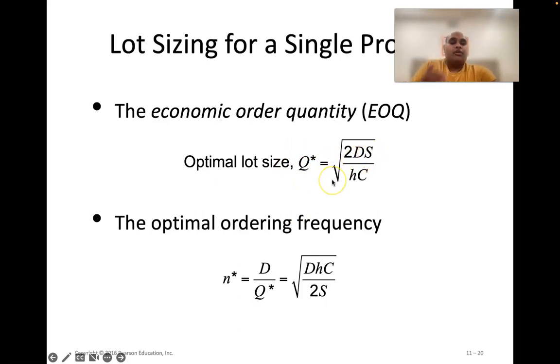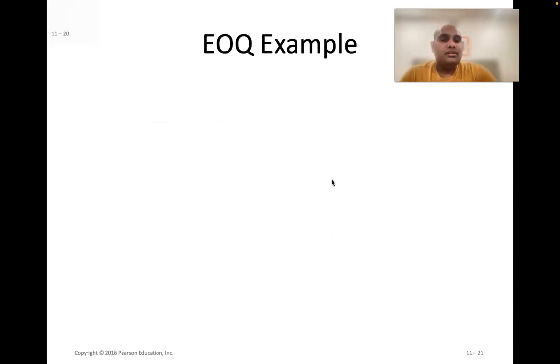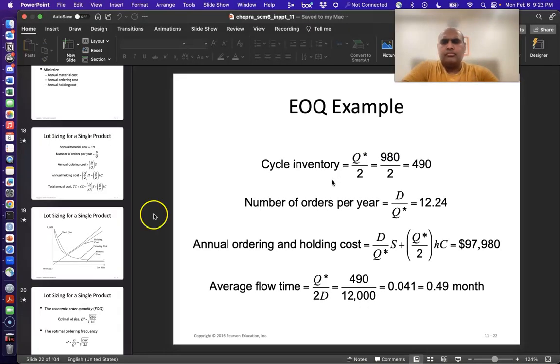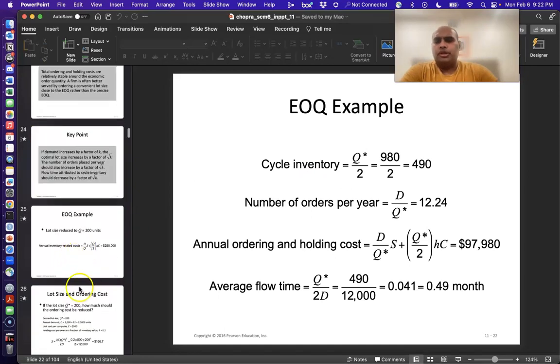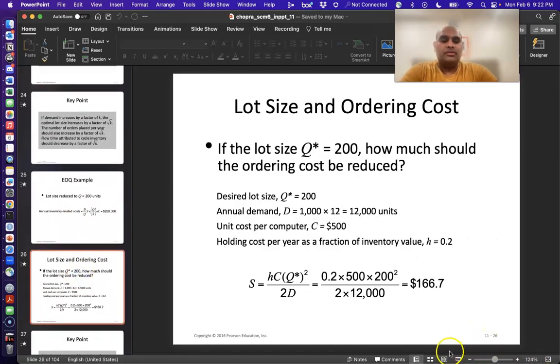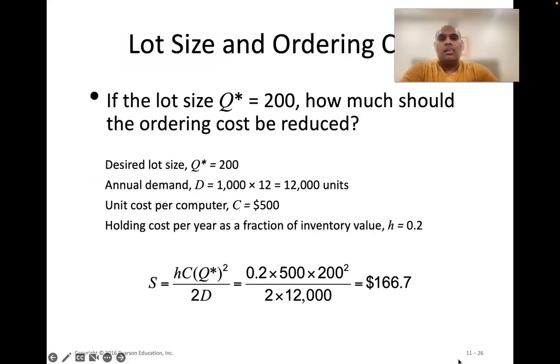So it means that if I want the optimal order quantity to be a certain amount, then what should my ordering cost be? So if I can curtail my ordering cost somehow, I can move my optimal order quantity to be whatever I want it to be. In this case, I want my optimal order quantity to be 200, right? So what should my ordering cost be reduced to? So I can calculate that H times C times Q squared over 2D will come out to be $166.7.